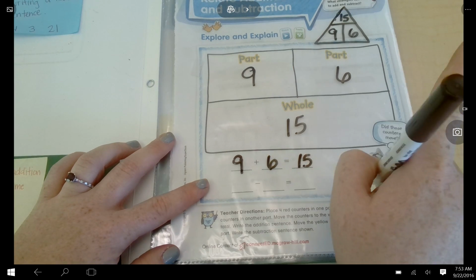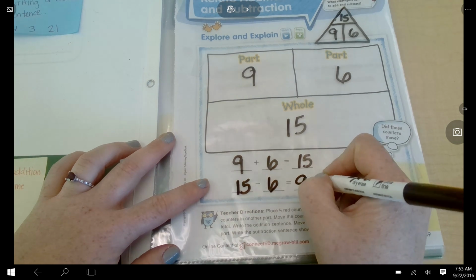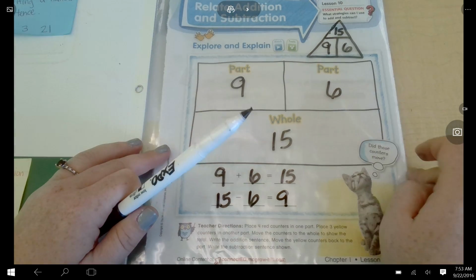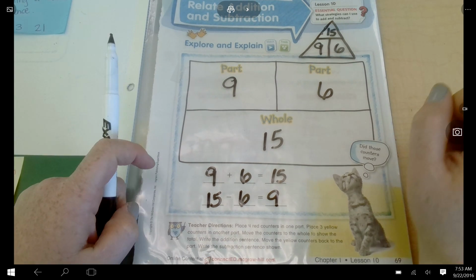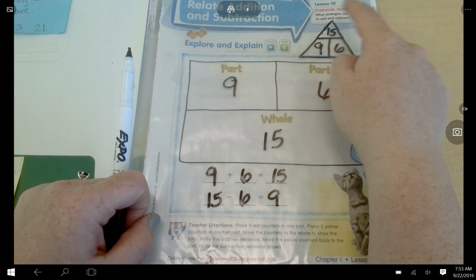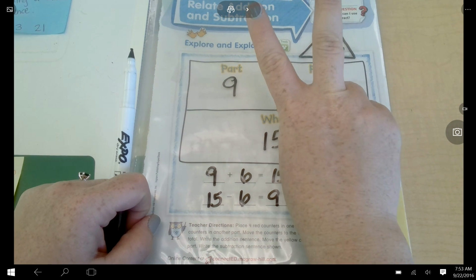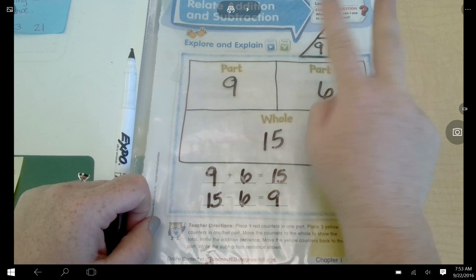Or I can go backwards. I can say 15 minus 6 equals 9. Now, here's how the triangle can be helpful. If you have the three numbers, but you don't know the answers, you can cover up the two that you see, and the last number is your answer.